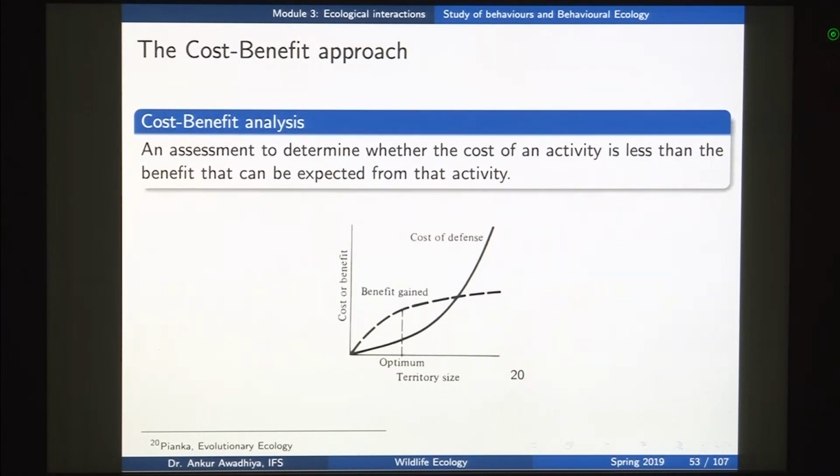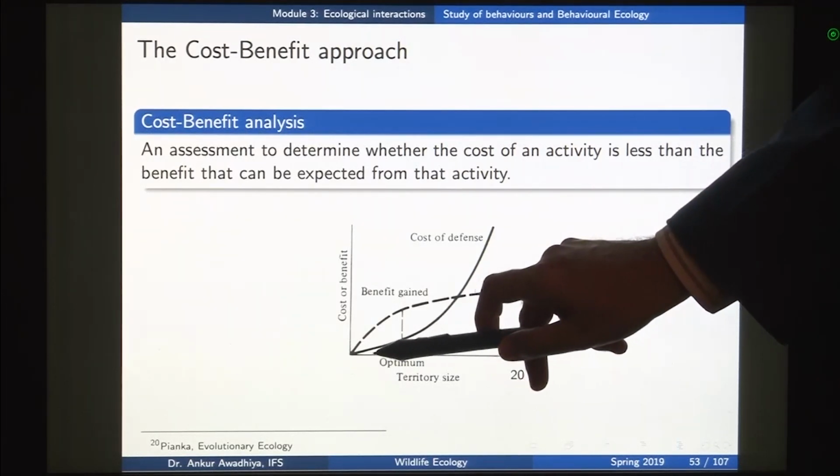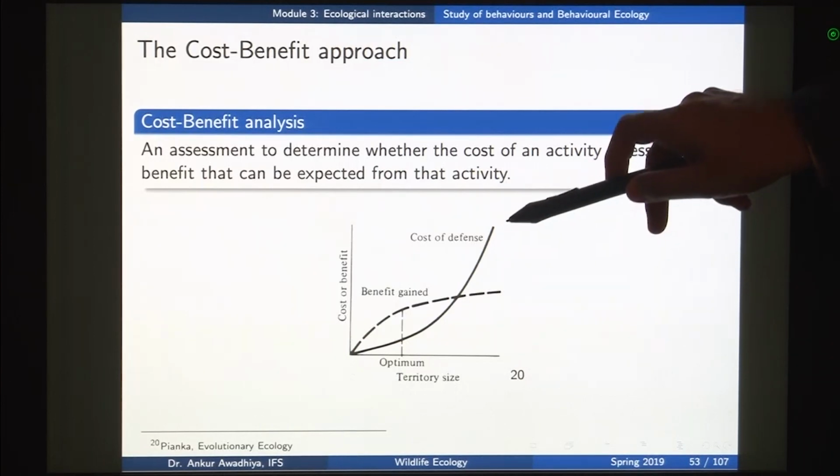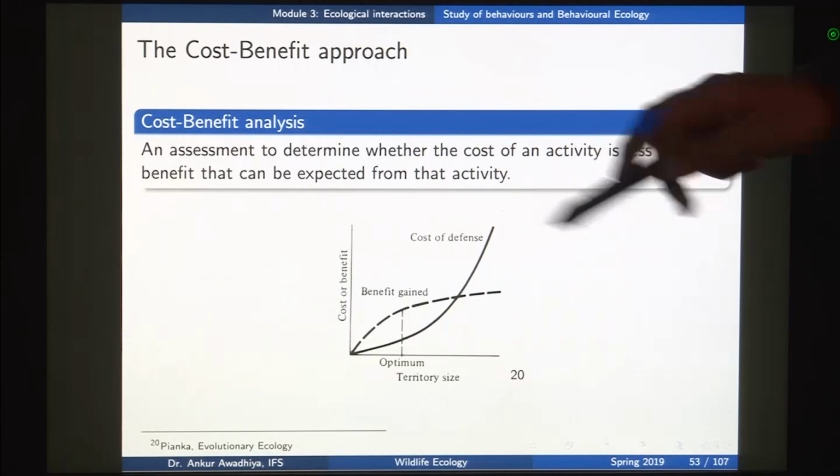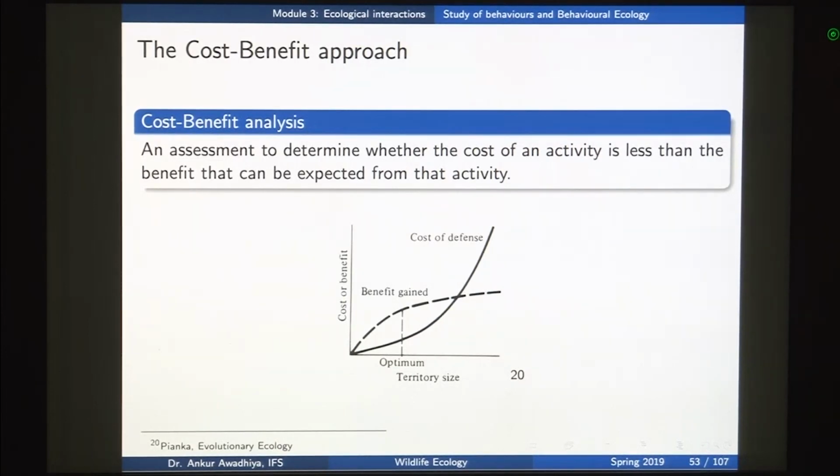Now if the territory size increases, the cost increases. Now our tiger will have to expend much more energy to defend that territory. So the cost of defense increases like this. Earlier it was very less and then it is increasing exponentially, and when you have a very large territory, any small increase in the size will entail quite a lot of cost to defend that territory.